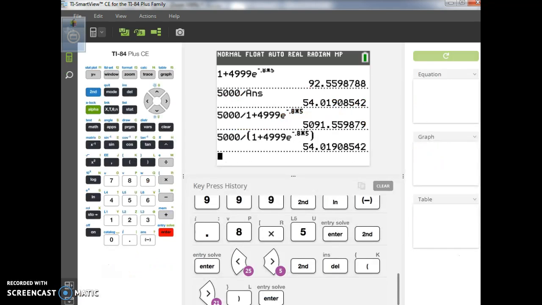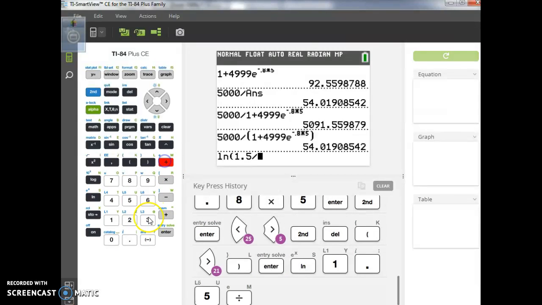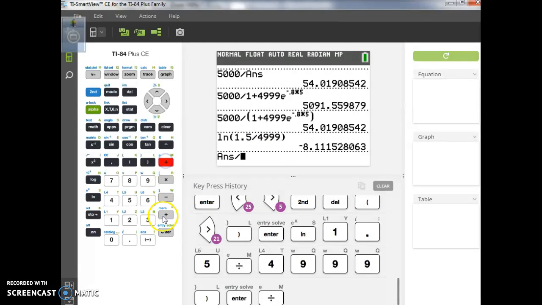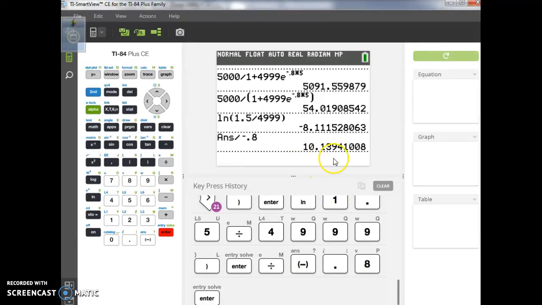Yes, I will. So I'm going to do 3 halves, but I have to do ln. Now, if I'm going to do 3 divided by 2, I have to be careful. I'm just going to go ahead and do 1.5, and that would be divided by what? 4,999. Now, where students make mistakes, they take the log of 1.5 and then divide. No, it's the log of all of that, the quotient of 1.5 divided by 4,999. I'm going to get that value and then divide by negative 0.8. And then there's my solution, 10.139.